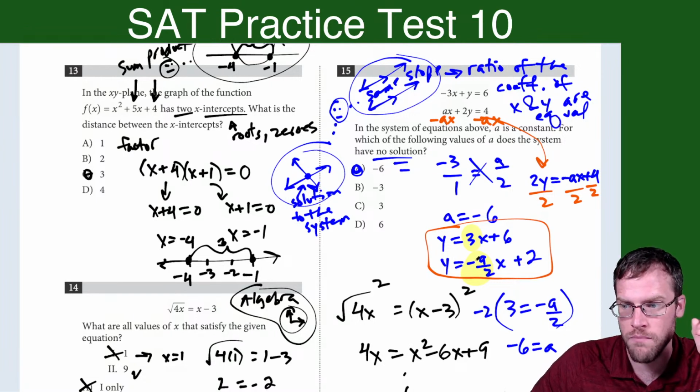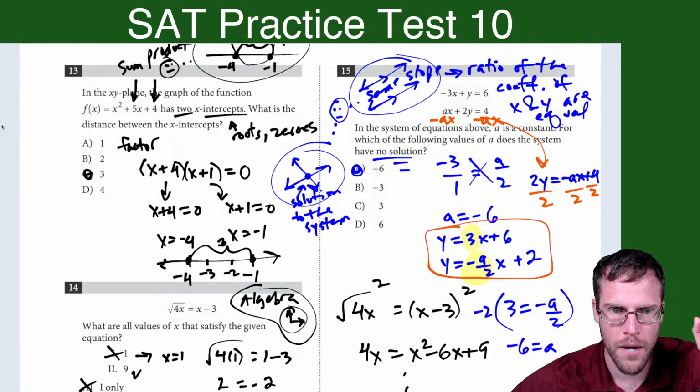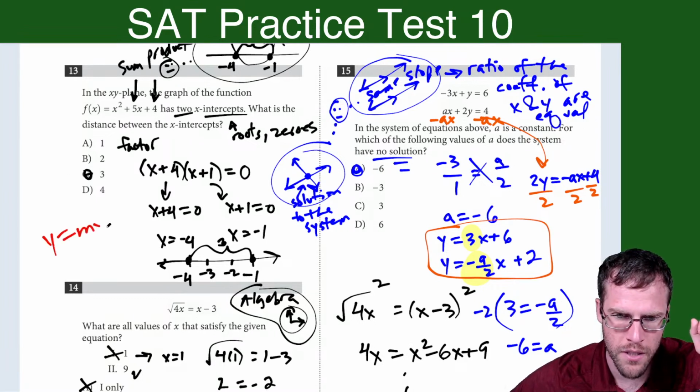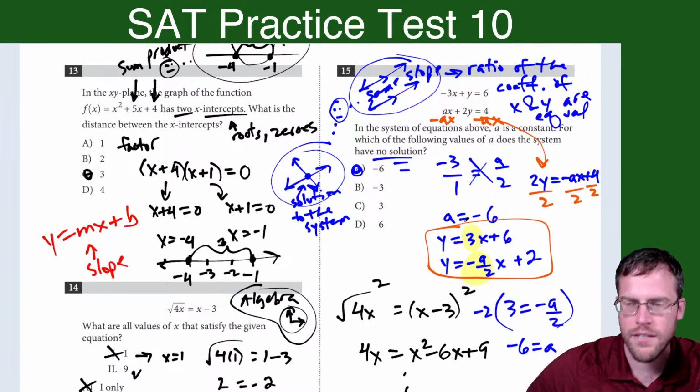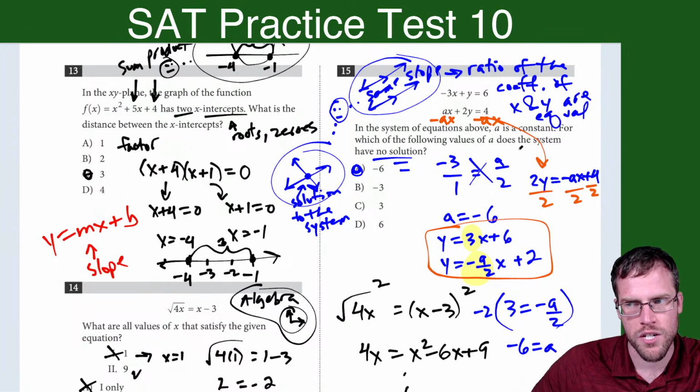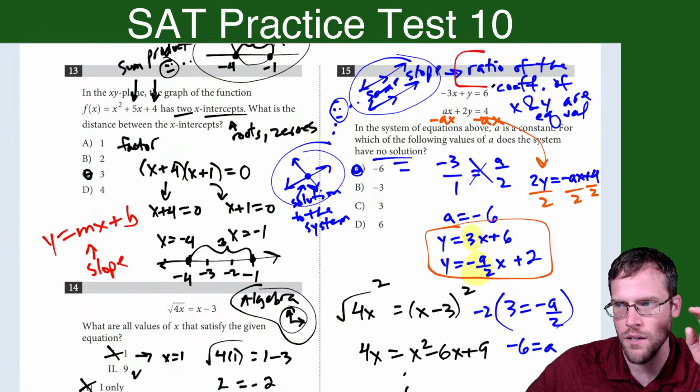So then you have minus a over 2 x plus 4 divided by 2. But then this formula would have to pop into your head: y equals mx plus b. The coefficient of x is the slope. That's a reliable way to do this question, but I think the coolest way is this way.